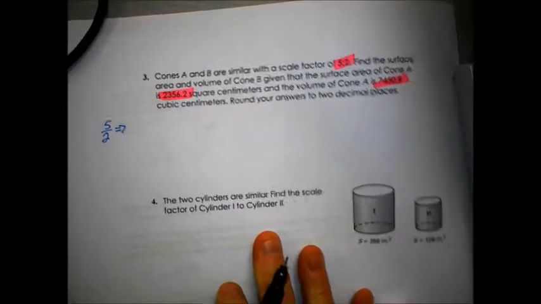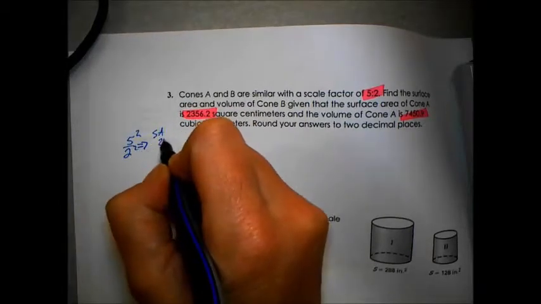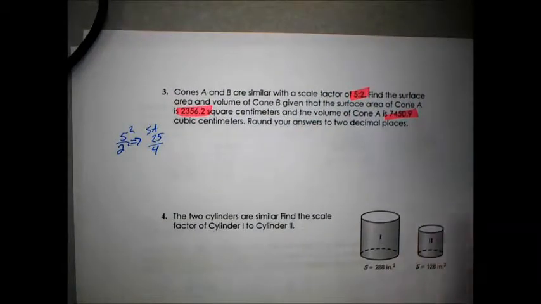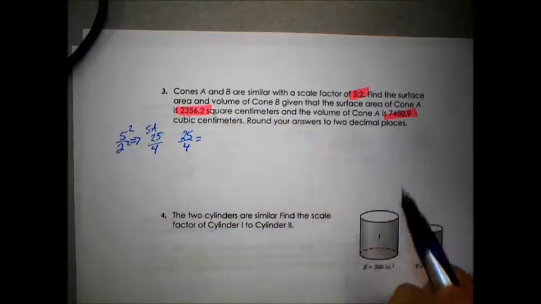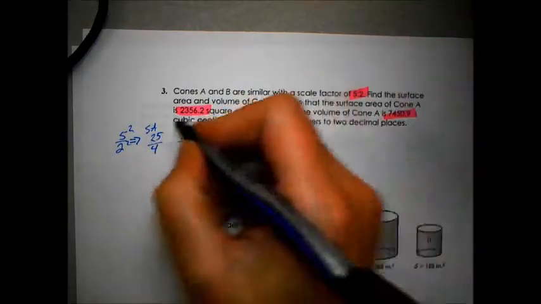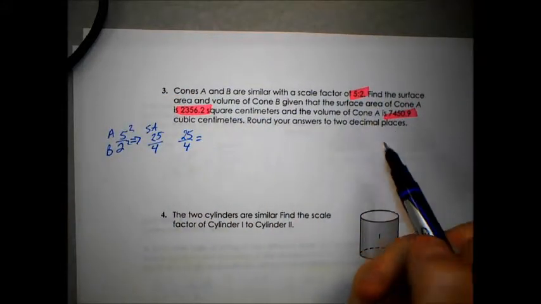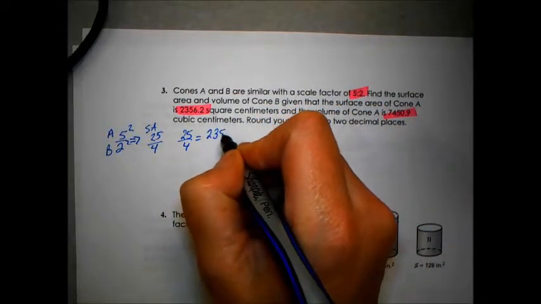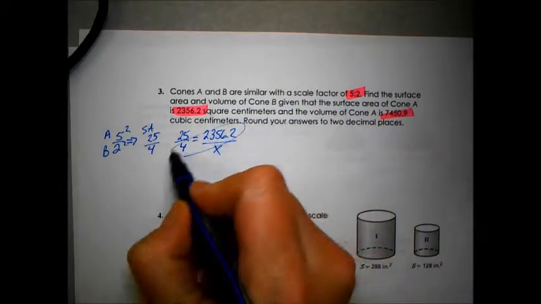And I'm going to do the surface area first. So that means I square the top and bottom. That makes this 25 over 4. So I'm going to use 25 over 4 equals, and since I'm done with surface area, this says A to B, so that means the 5 is my A and the B is the 2. Cone A has 2356.2 over X. I'm going to cross multiply.